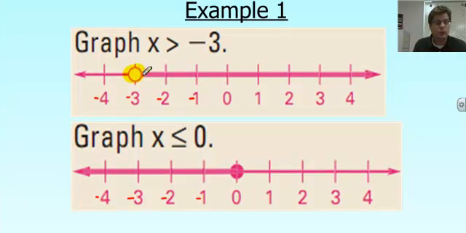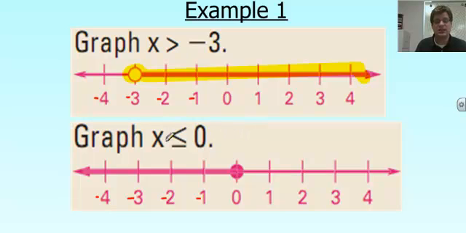And then we're going to think about, well, which direction would this arrow go? It would go to the right. Negative 2, negative 1, and the positive numbers would all be greater than negative 3. Keep in mind, when we're saying greater than negative 3, we're also including numbers like negative 2.999 and all the decimals in between here.